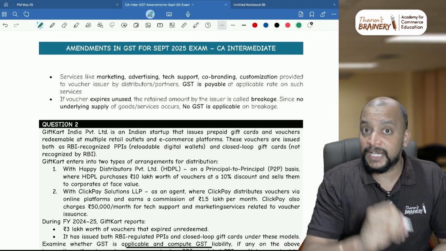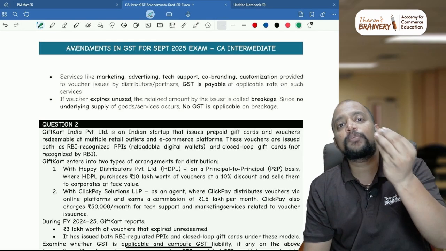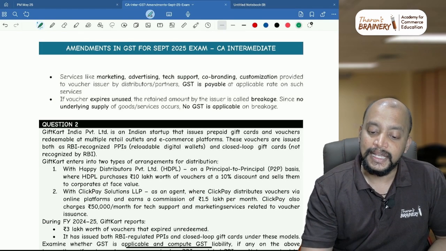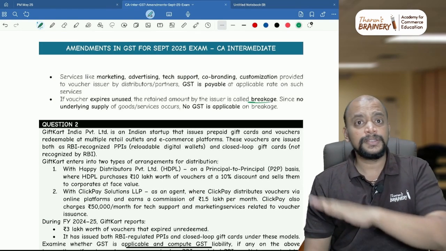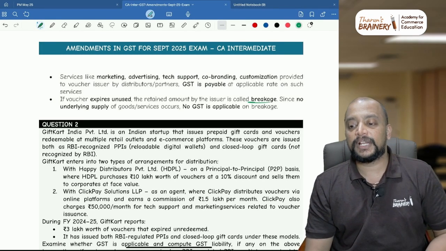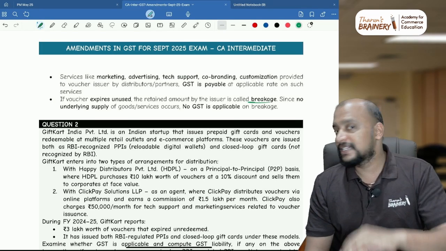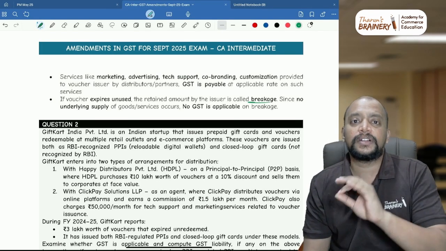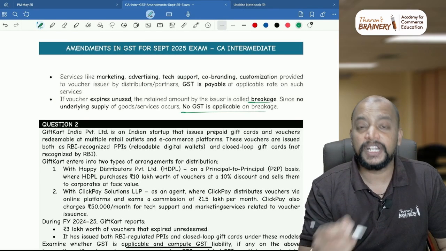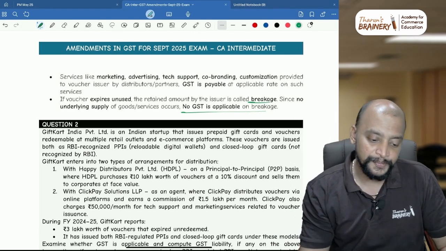If the voucher expires unused, the amount retained by the issuer, so maybe some amount they would have collected, as with a prepaid instrument, is called breakage. Since no underlying supply of goods or service occurs, no GST is applicable on breakage. GST liability is not there, GST is not at all payable. Is it clear? GST not payable. What if they have already paid GST? They will get the refund of the GST paid.